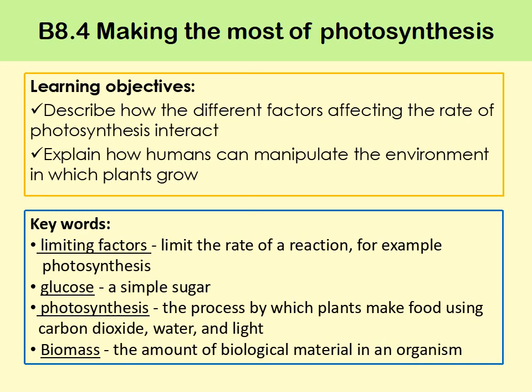We are learning about this because it's thanks to this knowledge that we can have plenty of vegetables, fruits available, and many other plants we have at our homes. Your goal today is to be able to describe how the factors affecting the rate of photosynthesis interact, and also to be able to explain how humans can manipulate the environment in which plants grow.